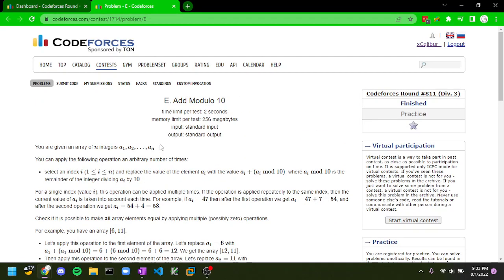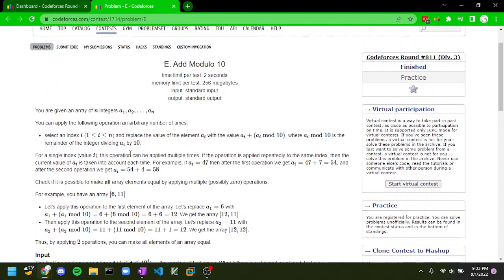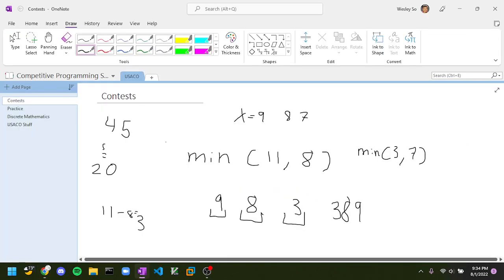Moving on to question E. This was kind of a hard problem. So you're given n integers, and what you have to do is find out if every element in the array can be equal to the same element. So if you can turn all the elements in the array equal to the same element. The challenge is probably the time complexity and figuring out the pattern, but I'm here to explain that.